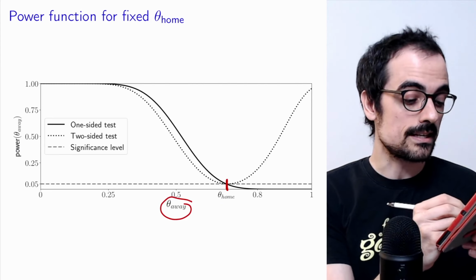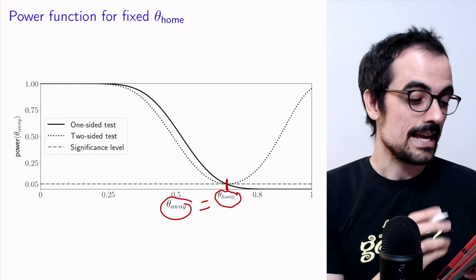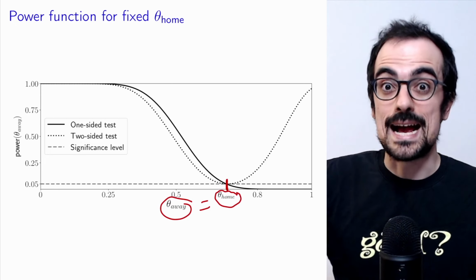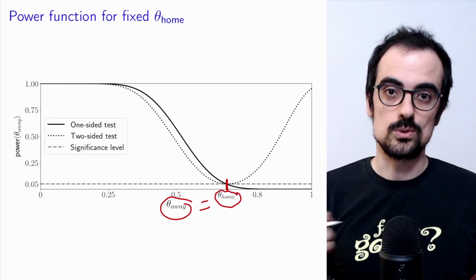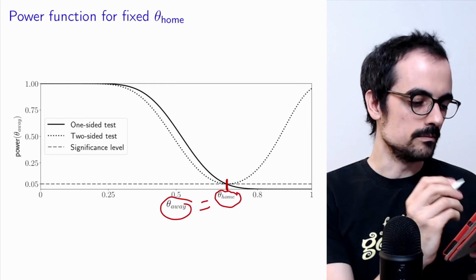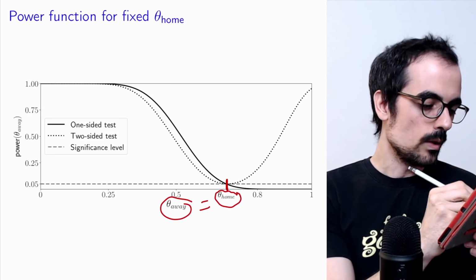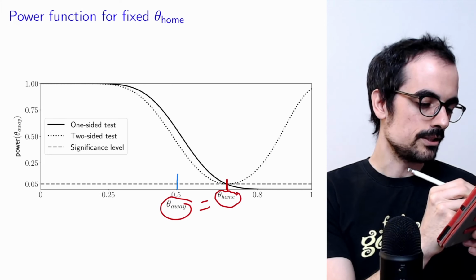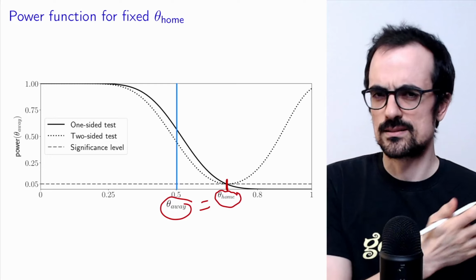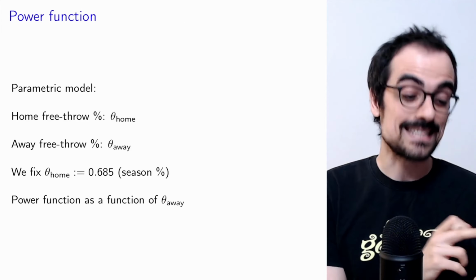Let me remind you that this is the null hypothesis because this is exactly where theta home and theta away are the same. Everywhere else, it's the alternative hypothesis. So now let's see the probability that we identify that using the two tests. Let's see first what's the probability of identifying that Giannis actually shoots differently when his free throw percentage away is just 0.5. So it's much smaller than 0.65, which was the percentage at home. Let's see if I said that correctly, 0.65, okay?